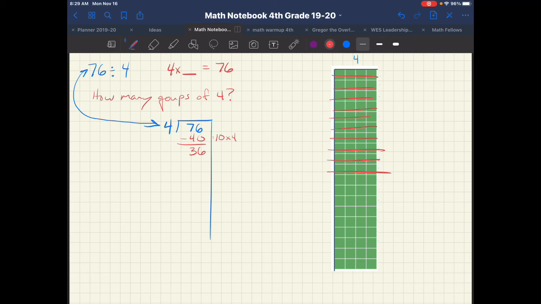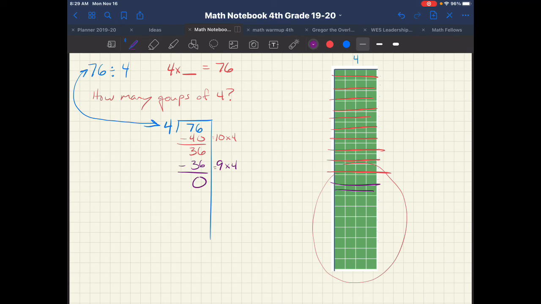So that means there's 36 left down here. That's less than 40. I can't use another 10, but it's almost 40. You may realize that it is just 4 less than 40. It's one less group of 4, which means I could do 9 groups of 4, because 9 times 4 is 36. Here's where knowing your math facts really helps.